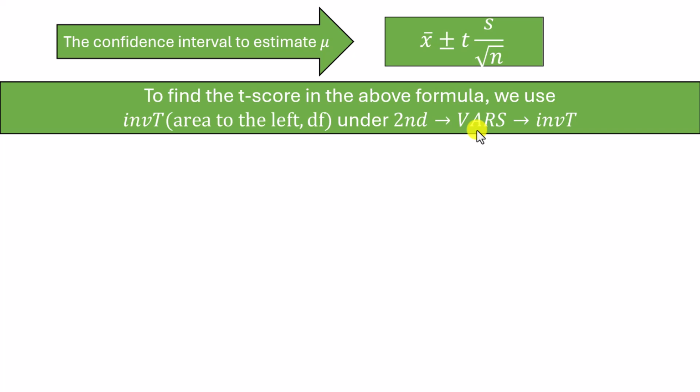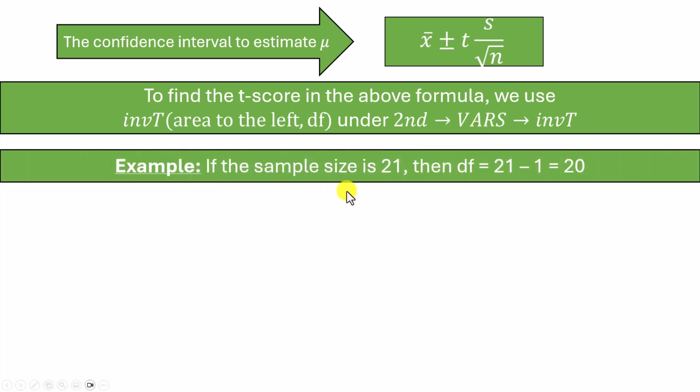Let's take a look at an example. Let's say the sample size is 21, which means the degrees of freedom are going to be equal to 20. I should maybe mention at this point that the technical meaning of the degrees of freedom is really beyond the scope of an introductory statistics class, so for us we will just think of it as the sample size minus 1.